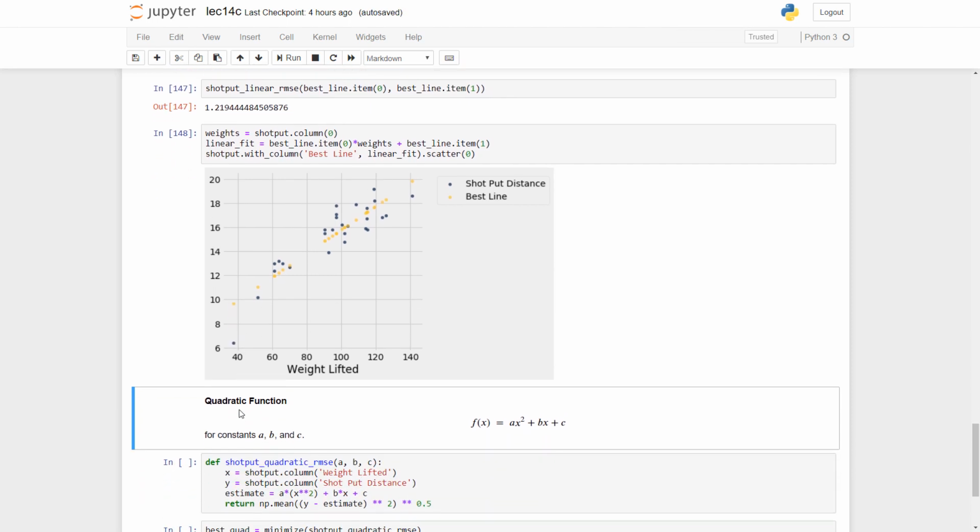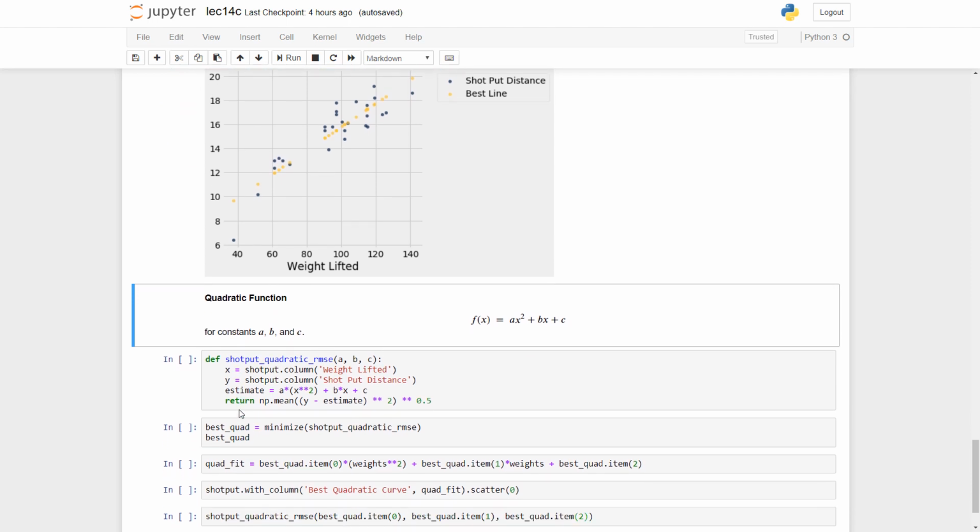So let's try another type of function, which is the quadratic function. In the quadratic function, we have, of course, three parameters, a, b, and c. So the function is ax squared plus bx plus c. Now we want to get the best quadratic function that can fit this data, which means that we want to get the function with the minimum root mean square error. To do that, we will use the minimize function.